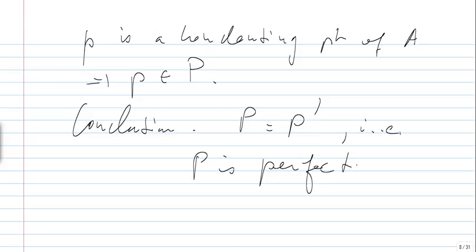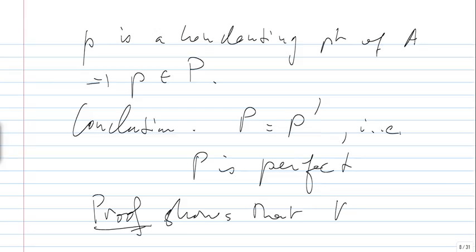So the proof that we just did shows that any subset of R, call it A, is equal to a union of a perfect set P, which may be empty by the way, and a countable set.